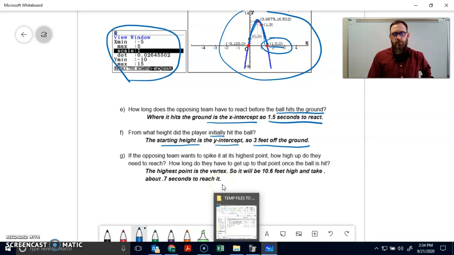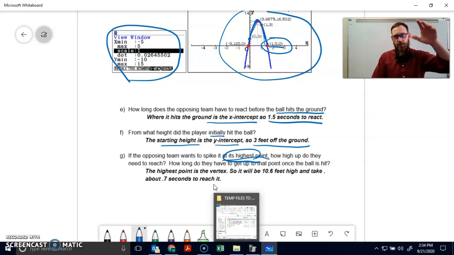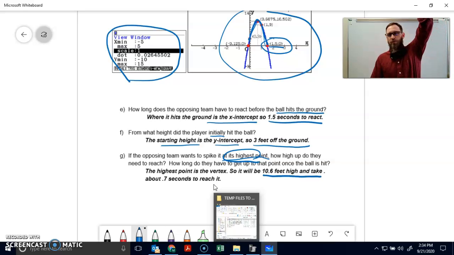If the opposing team wants to spike it at its highest point, as soon as I see this keyword highest point, I'm thinking vertex. So the answer to how high up do they need to reach to spike that down is the vertex answer. They need to be 10.6 feet high. So somebody has to be able to reach up pretty high there, okay? So we're talking college level volleyball. I don't know if I've seen any high school students that can get their hand 10.6 feet in the air.